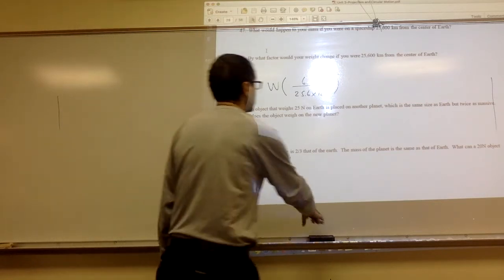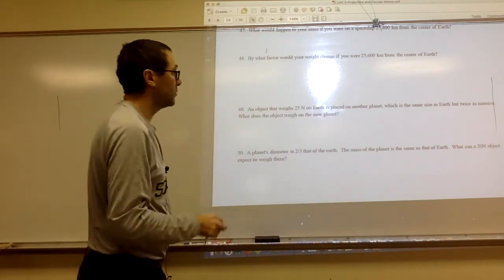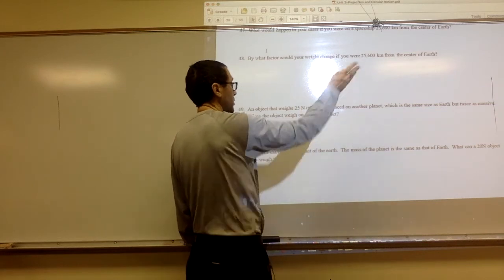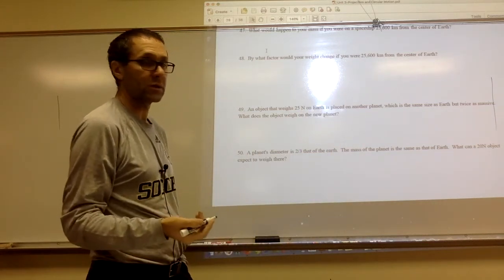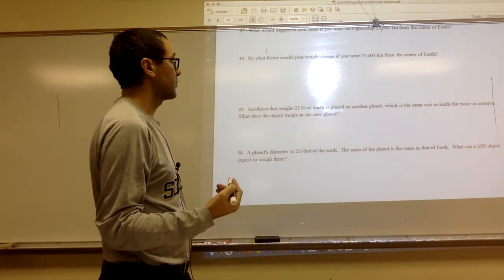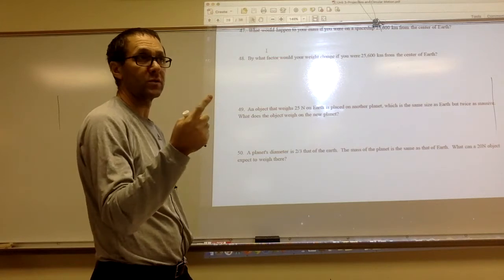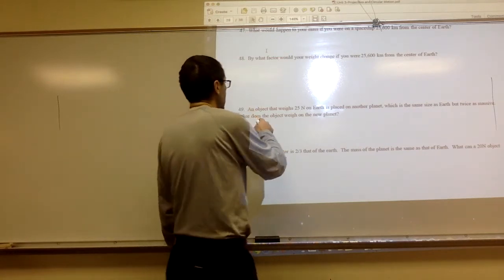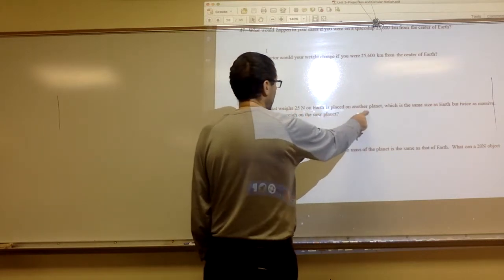All right. An object that weighs 25 newtons on Earth. Now, you probably can say, well, I'm just going to get the mass and work with the other planet. But it takes too long. I think if we can just do proportions and follow the inverse square law, we'll get there quicker. And the fact that the force is directly proportional to the product of the masses, we can get there quicker. An object that weighs 25 newtons on Earth is placed on another planet.